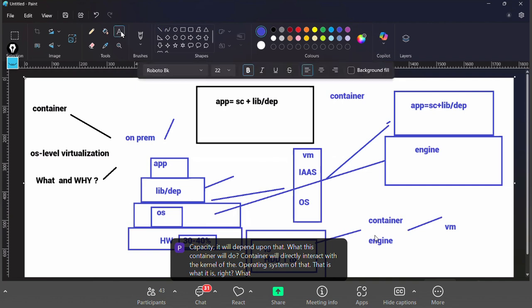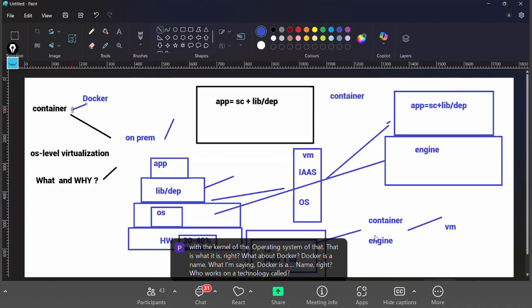What about Docker? Docker is a name, right? It works on a technology called containers. What is Kubernetes now? Kubernetes provides orchestration and management for containers.